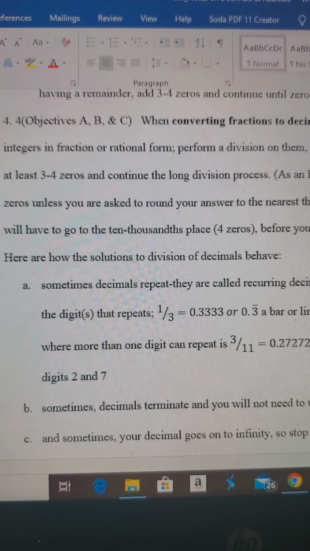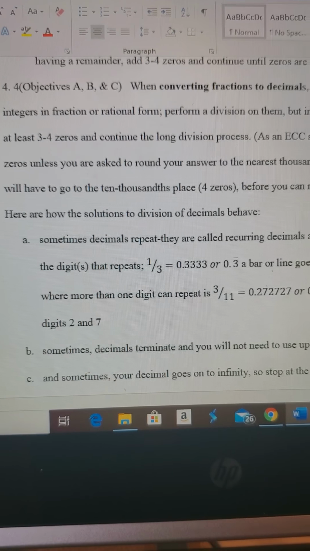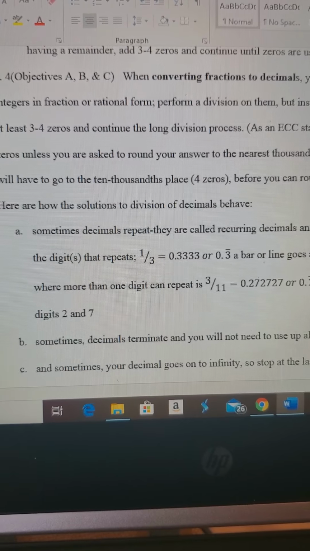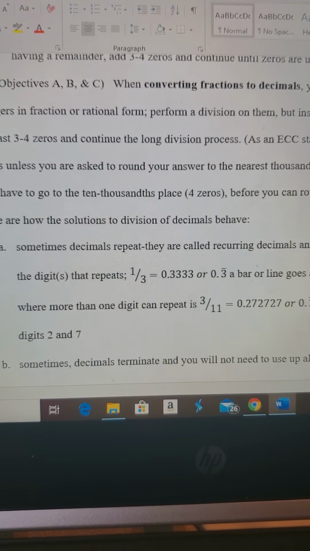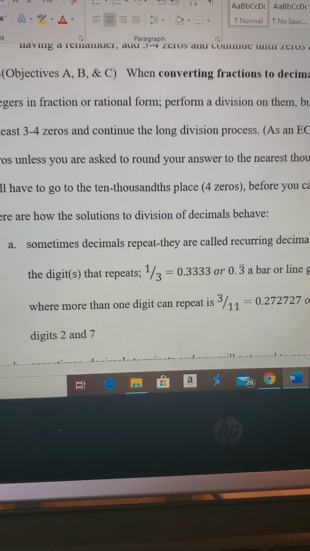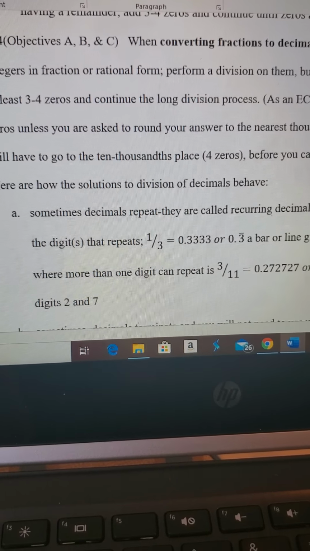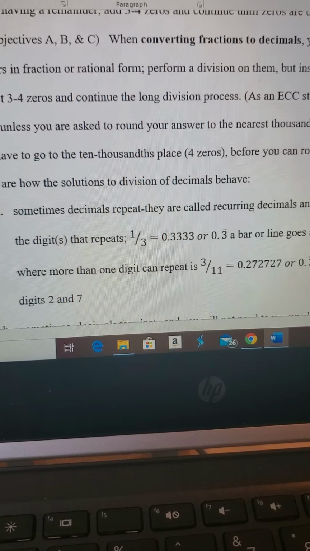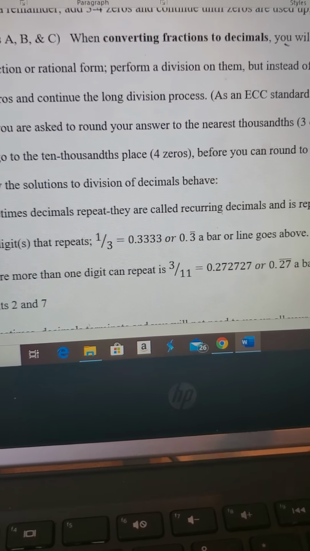Okay, guys, I'm going to read this to you. It's converting fractions to decimals, and I'm going to read the notes to you. It's basically the same concept of long division, so it's still kind of like dividing fractions.